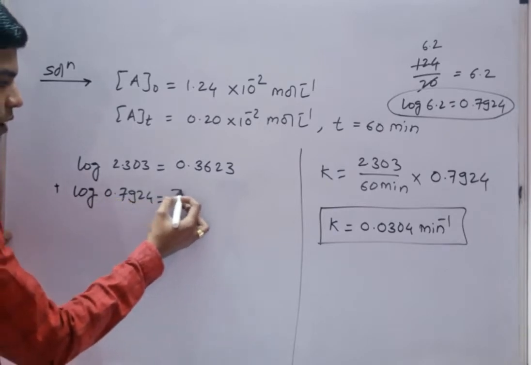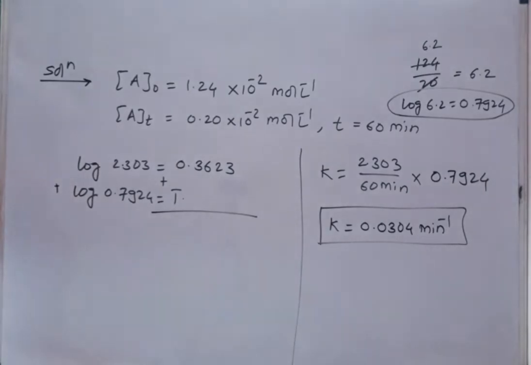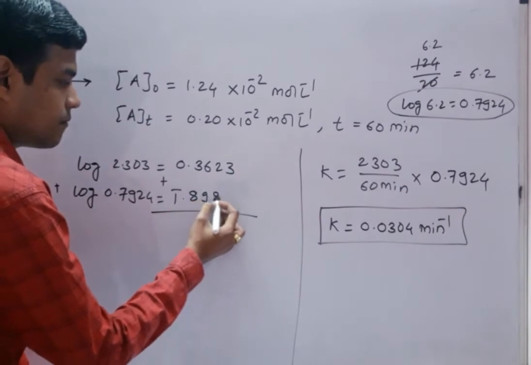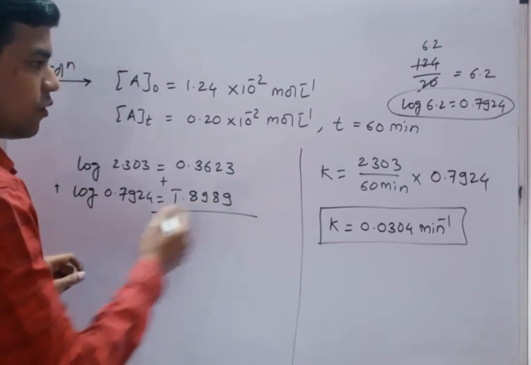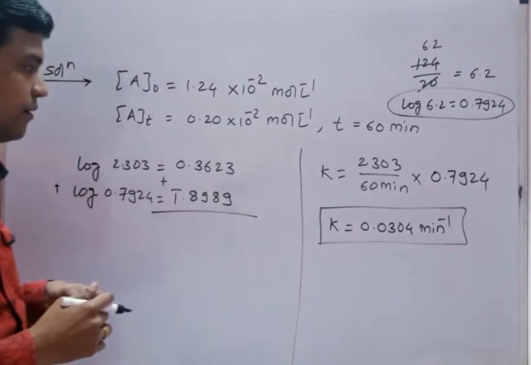Plus you have to add the log of 0.7924. It becomes bar 1.7979, 8989. Okay. So this is multiplication. In multiplication log is getting added, okay.